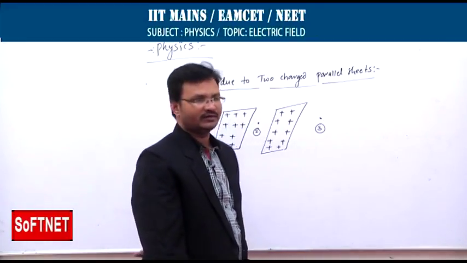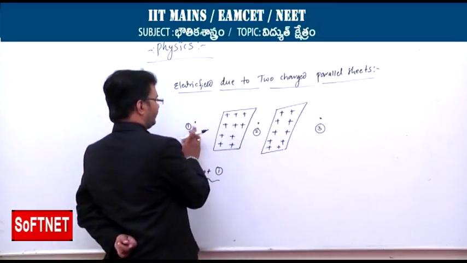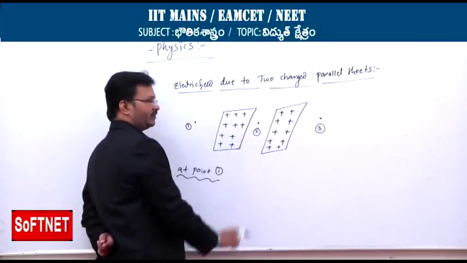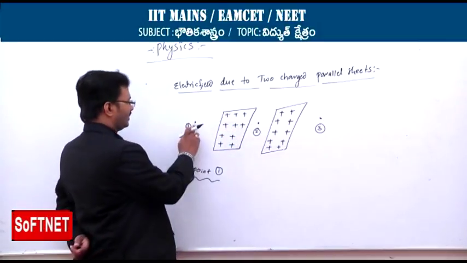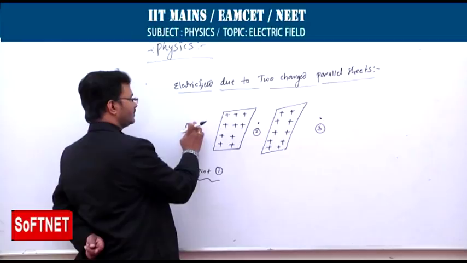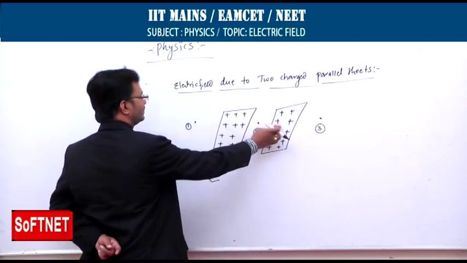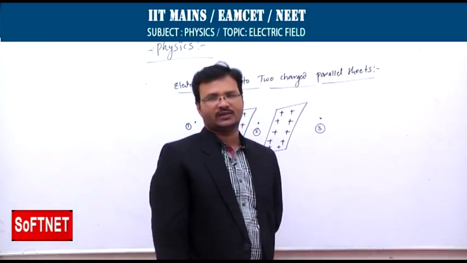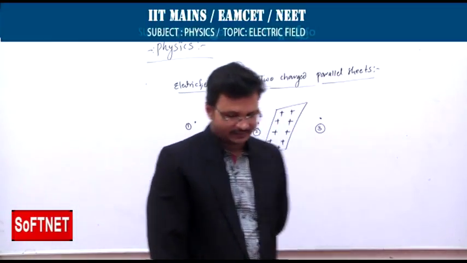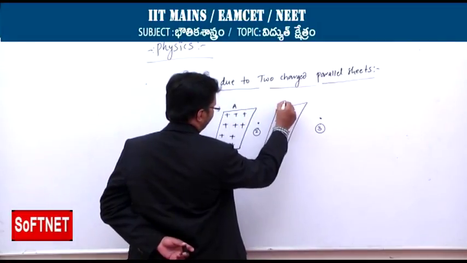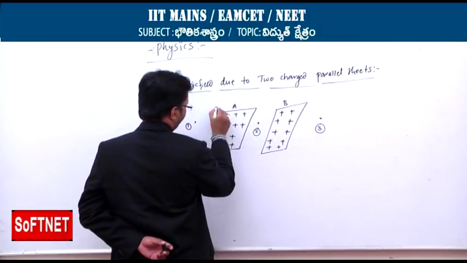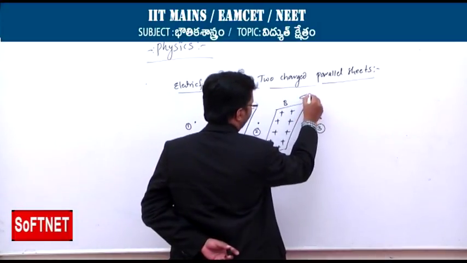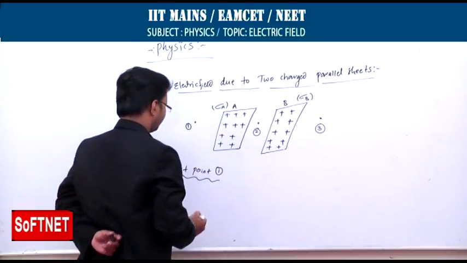Just before, we discussed electric field intensity at a point due to a charged sheet. We have the formula, and we can apply it here. At point 1, each sheet produces an electric field, so due to the two sheets one net electric field exists. This is sheet A, this is sheet B. Surface charge density on this sheet is sigma A, and on this sheet is sigma B.